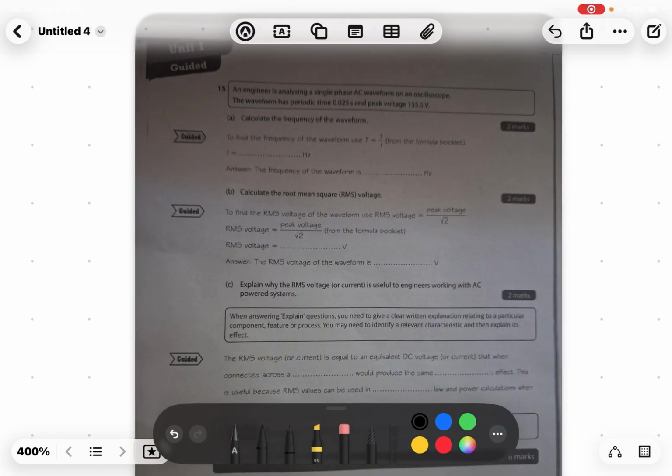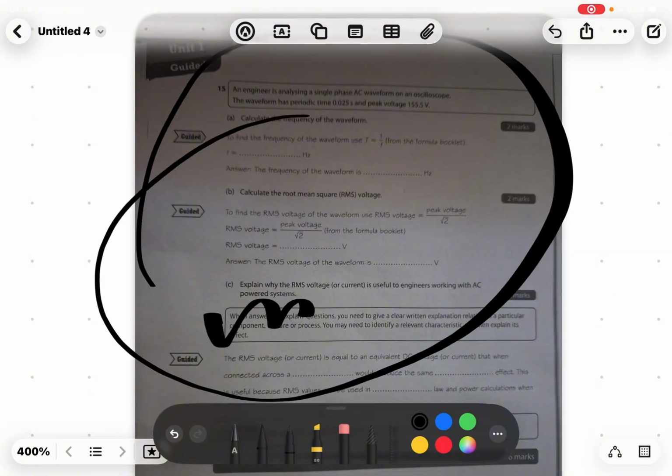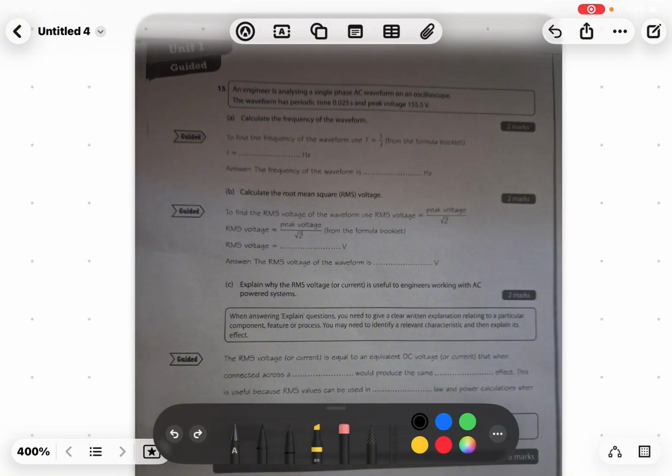So here's the next question. Please read it. This one. This is a different question. Wait. So read this part. Yep. So let's go.